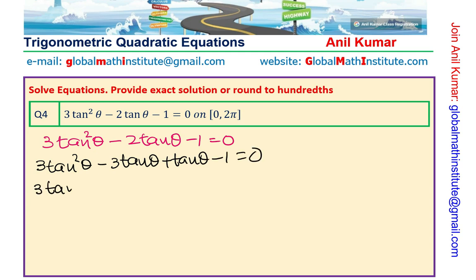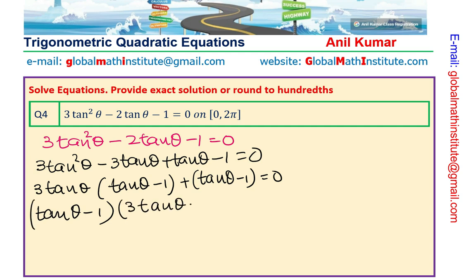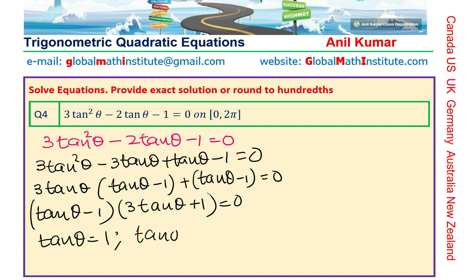3 tan theta is common between the first two factors. You get tan theta minus 1. And here we have tan theta minus 1 equals to 0. Now tan theta minus 1 is a common factor. So we get 3 tan theta plus 1 equals to 0. That gives you tan theta equals to 1 as one solution. Or we get tan theta equals to minus 1 over 3.